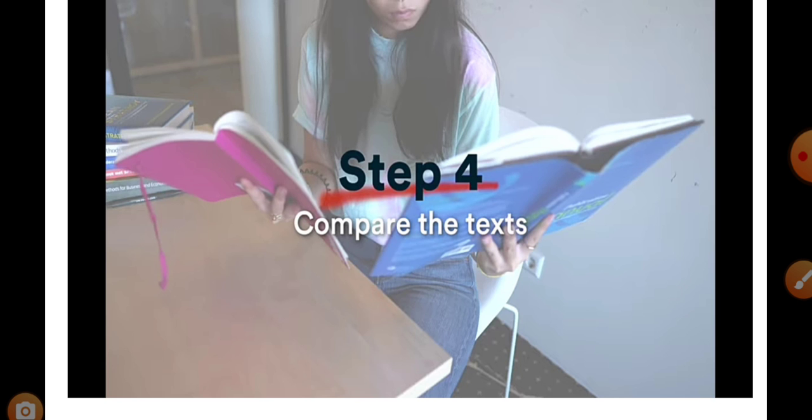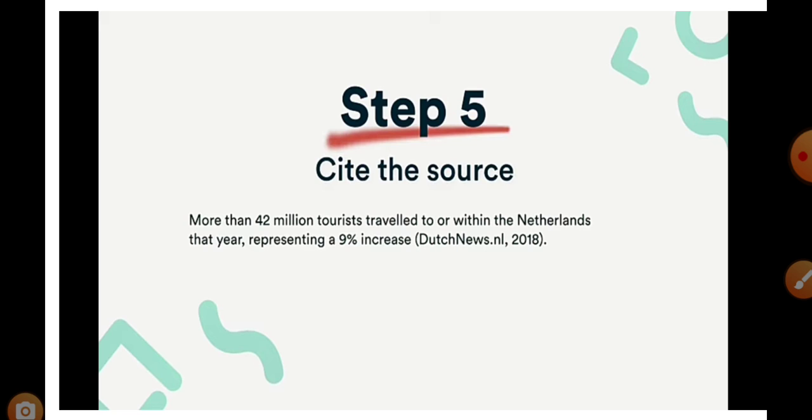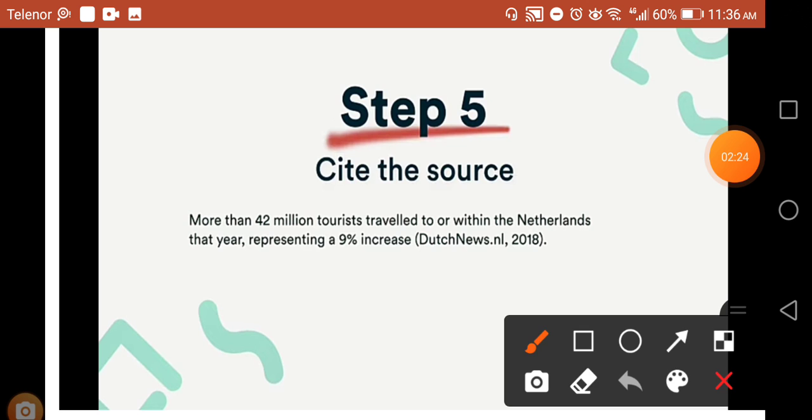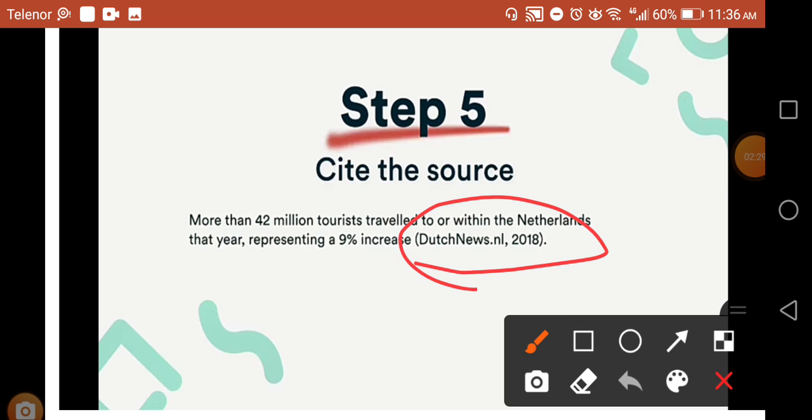passage. Then in step 4, you have to compare the text given in the original passage and the passage which you have written in your own notebook. So in the fourth step, you have to compare these two things. Then the fifth step is to cite the source. You can see that there is a kind of source here. I want to mention here the source. This is the source.